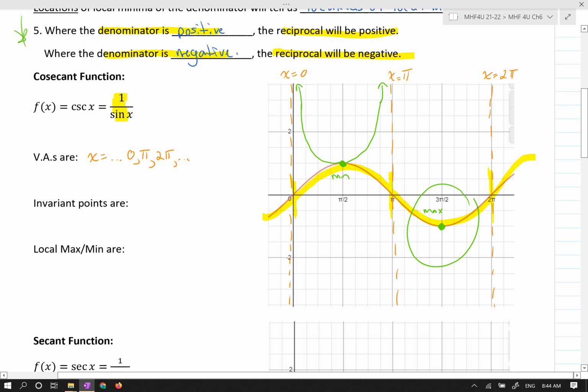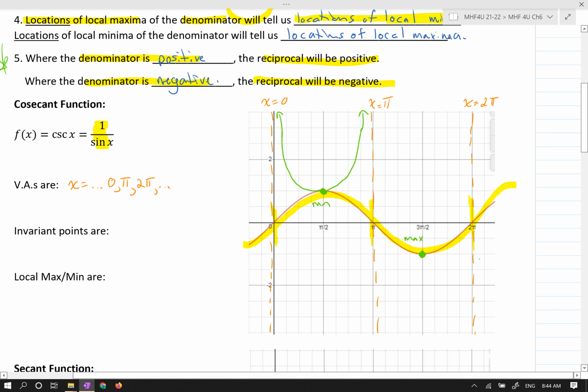Fantastic. Over here, I have a maximum. That's in between two vertical asymptotes. So my behavior right here must look something like this, using the same logic as before. Fantastic. And in fact, your cosecant function is simply alternating.